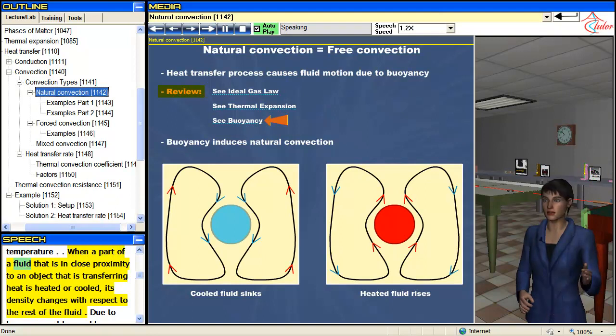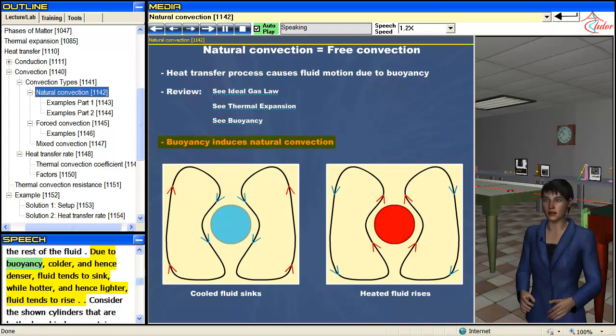When a part of a fluid that is in close proximity to an object that is transferring heat is heated or cooled, its density changes with respect to the rest of the fluid. Due to buoyancy, colder, and hence denser, fluid tends to sink, while hotter, and hence lighter, fluid tends to rise.